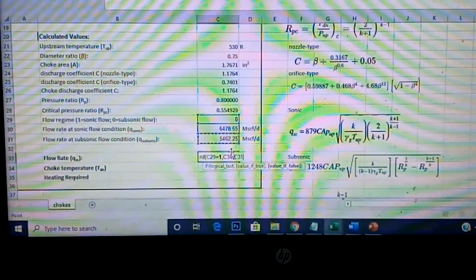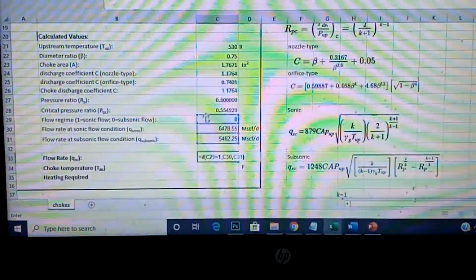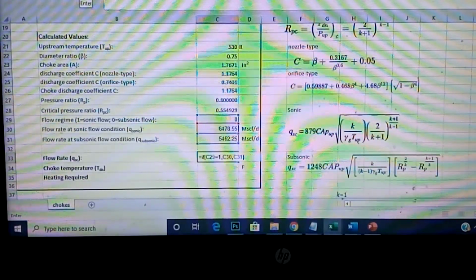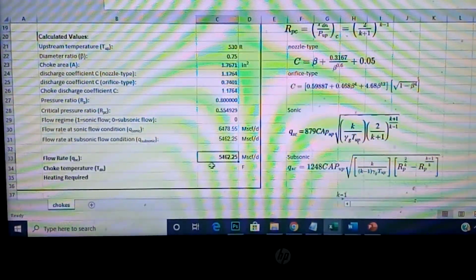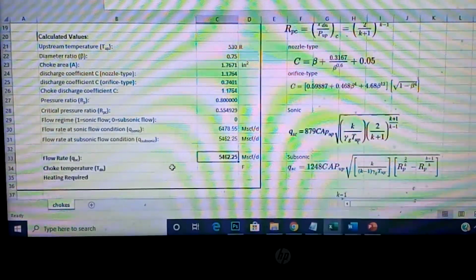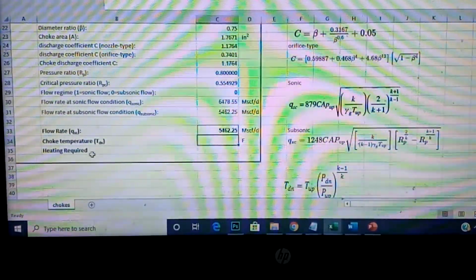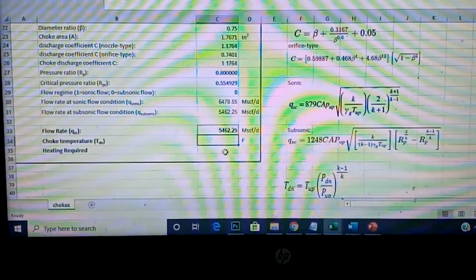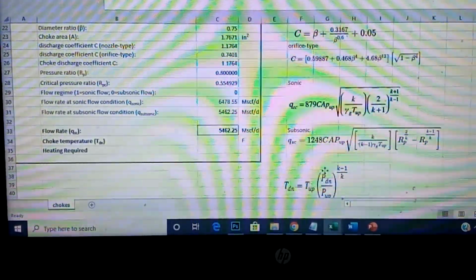Okay. So whatever is the type of flow, remember Excel will calculate the type of flow, whether it's sonic or subsonic. So you see, oh, this flow is subsonic, so it's going to use this. Now the last thing is to calculate the temperature and decide whether you need to heat up the throat of the choke. Okay, so the temperature is given by this equation.